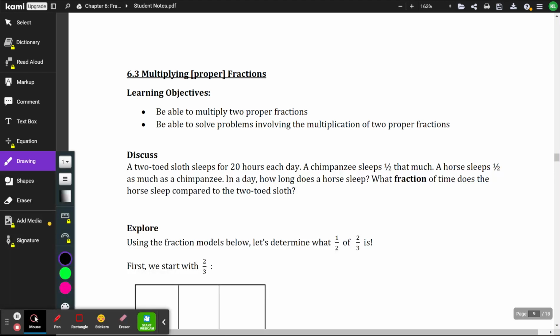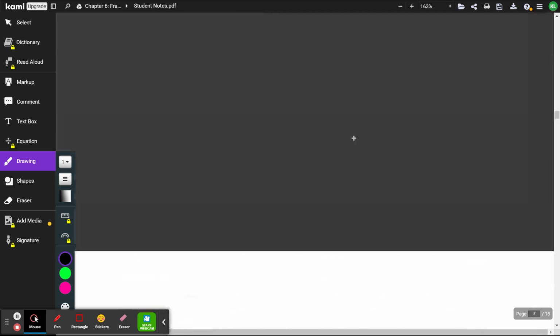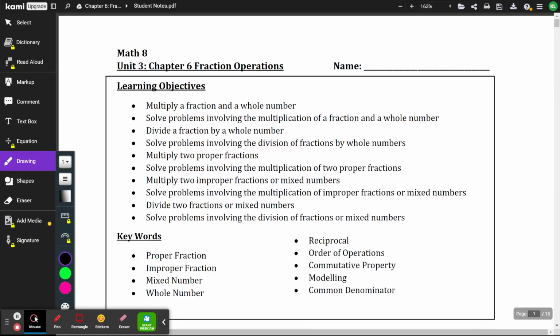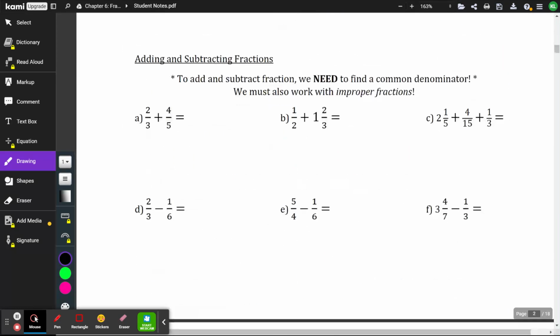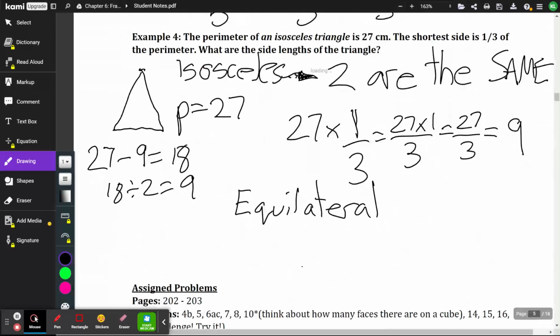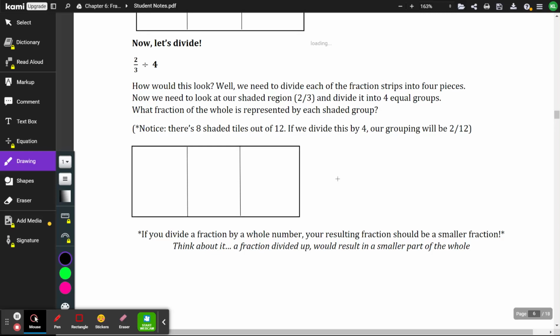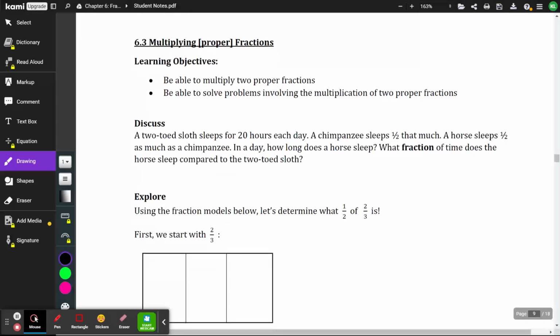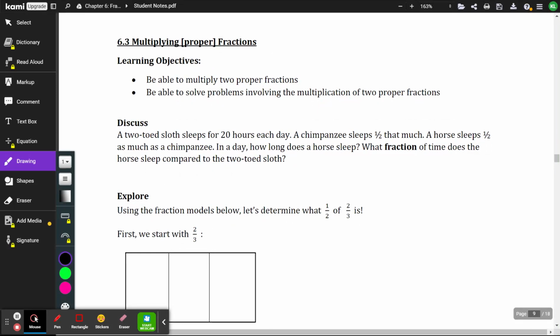Today we are skipping past 6.2, moving on to 6.3, multiplying proper fractions. So you should have your chapter 6 fraction operation booklet out. The front page looks like this. And we're going to flip through past what we've already done in 6.1, skipping over 6.2, and moving on to 6.3, multiplying proper fractions.